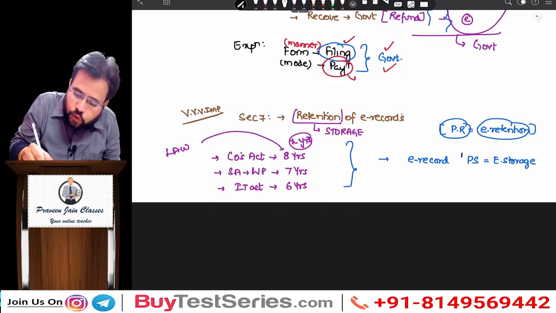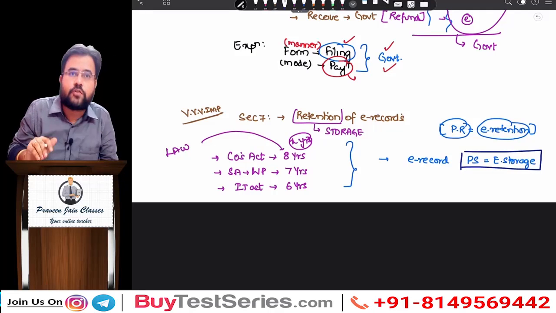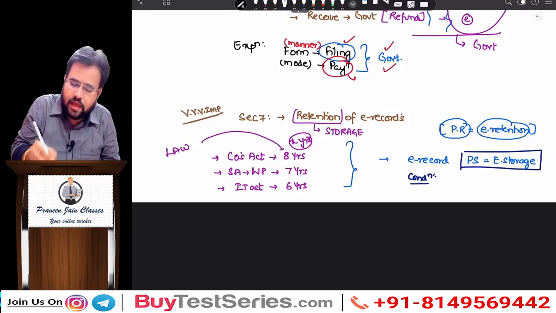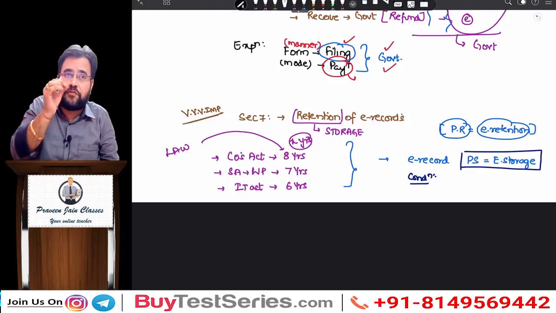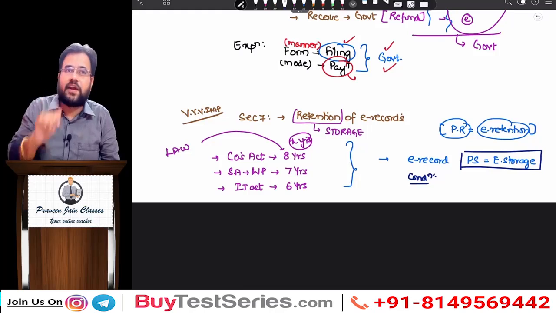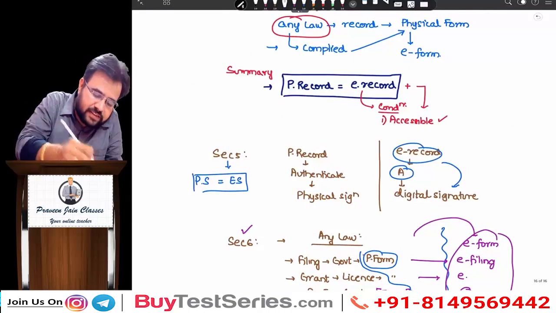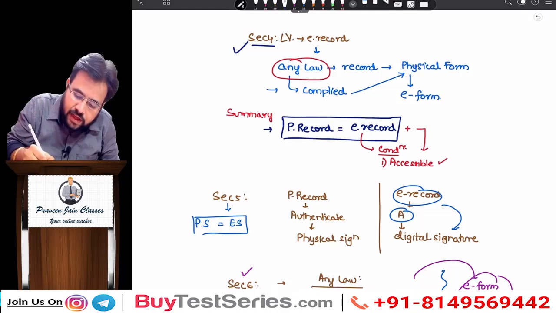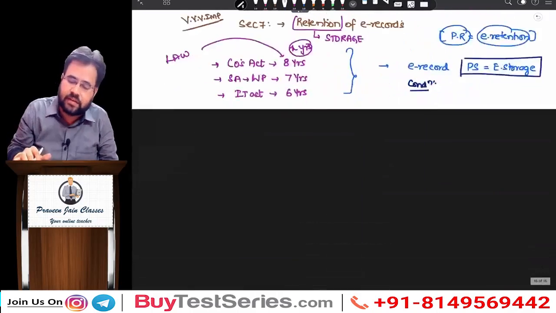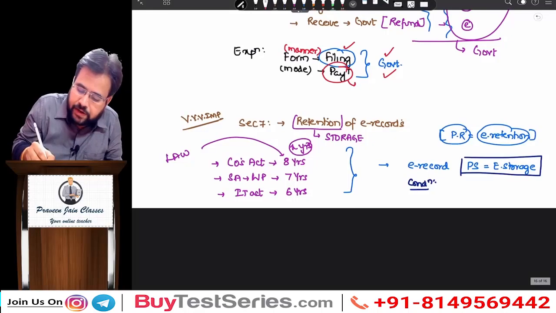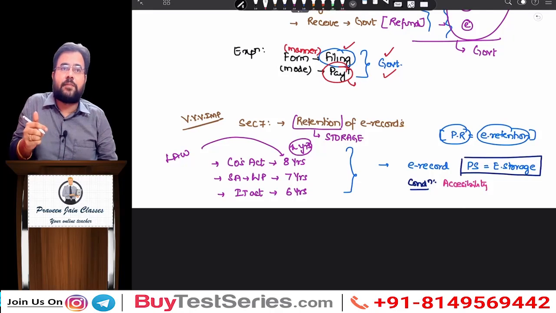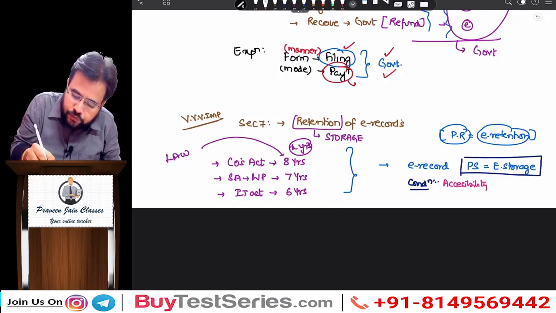Okay, sir, you wrote this equation: physical storage is equal to electronic storage. Are there any conditions? Conditions are there, sir. We have already seen in section number 4: physical record, electronic record will work if it is accessible. So the first condition is accessibility. Your electronic record should be accessible. Whenever required, you should be able to produce it, sir.